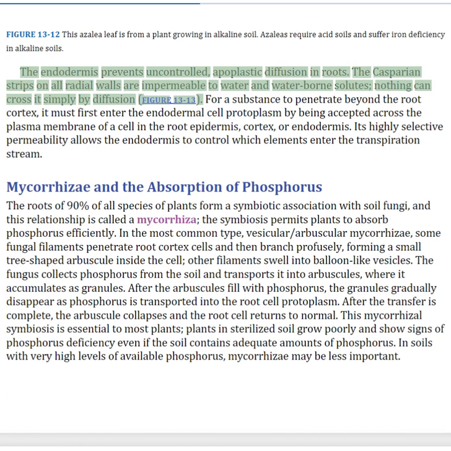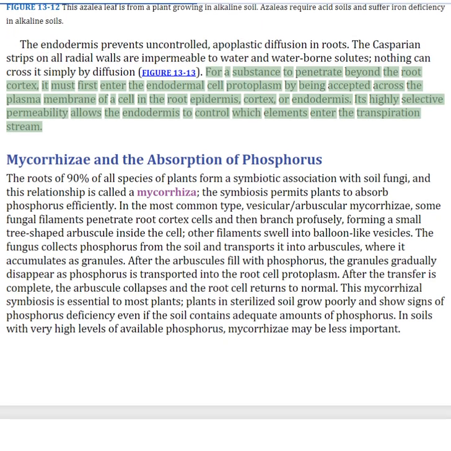The endodermis prevents uncontrolled, apoplastic diffusion in roots. The Casparian strips on all radial walls are impermeable to water and waterborne solutes. Nothing can cross it simply by diffusion. For a substance to penetrate beyond the root cortex, it must first enter the endodermal cell protoplasm by being accepted across the plasma membrane of a cell in the root epidermis, cortex, or endodermis. Its highly selective permeability allows the endodermis to control which elements enter the transpiration stream.